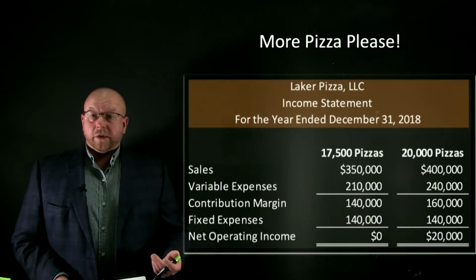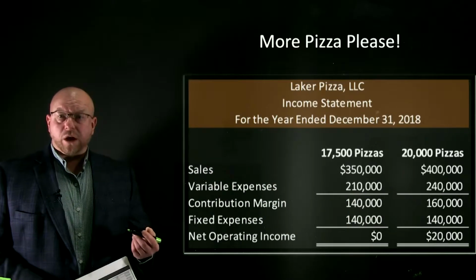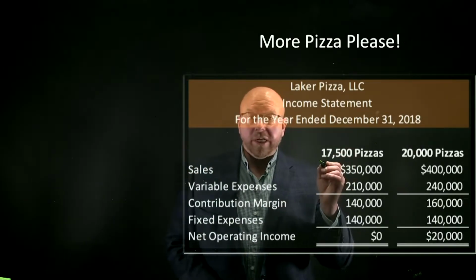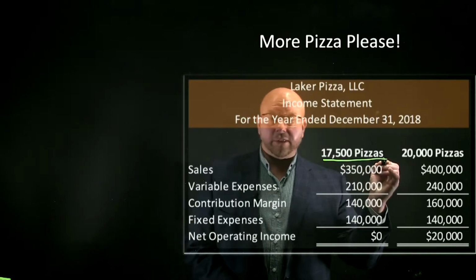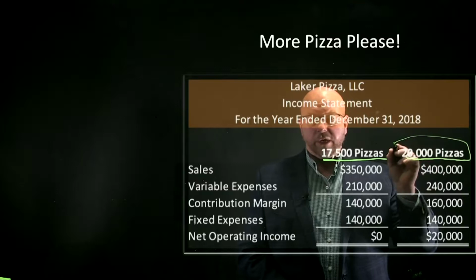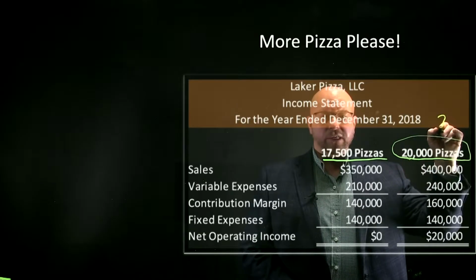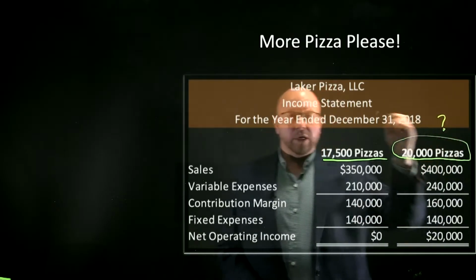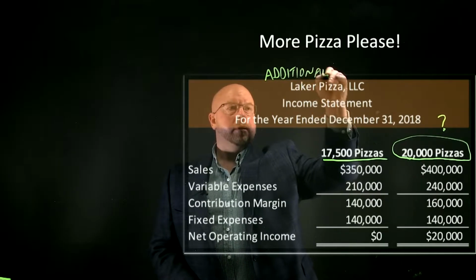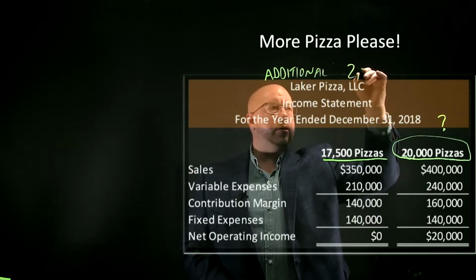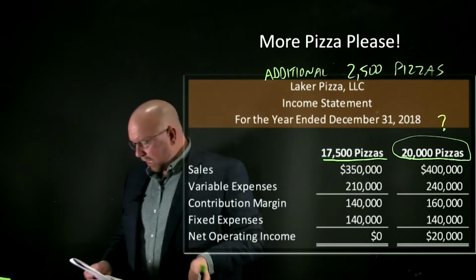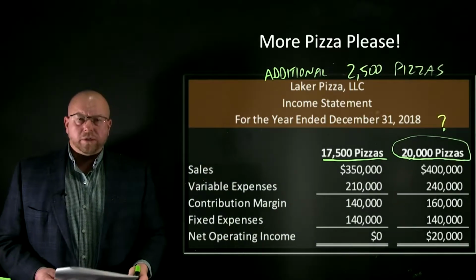Remember, cost volume profit analysis, sometimes I call it the what-if analysis. So what if? We know the break-even point is 17,500 pizzas. The question is, what kind of profit will we generate if we sell 20,000 pizzas? So it's an additional 2,500 pizzas. Sometimes we might say it's an incremental increase. And how much additional contribution margin will we generate?